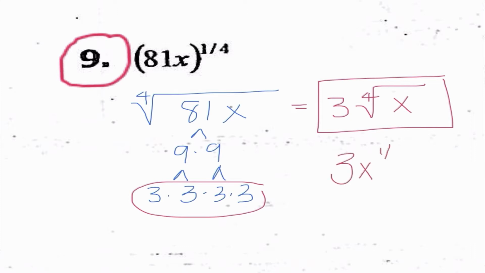The other answer that I would accept would be 3 times x to the 1/4 power. Notice in our original problem, I knew both of these quantities were being taken to the exponent because of the parentheses. In this answer, only the x is being taken to the exponent. 3 is not connected because it's not in parentheses.